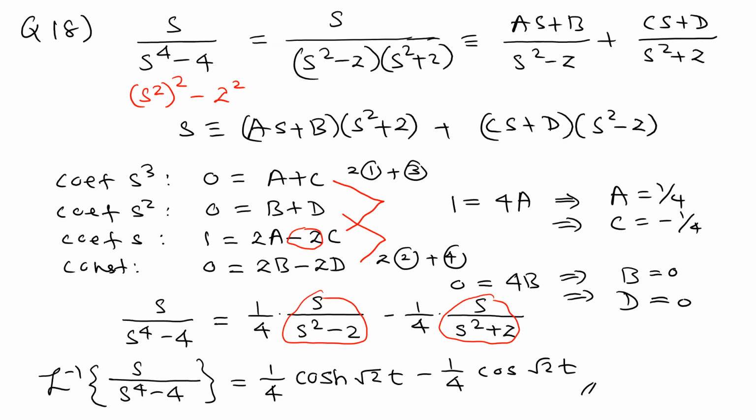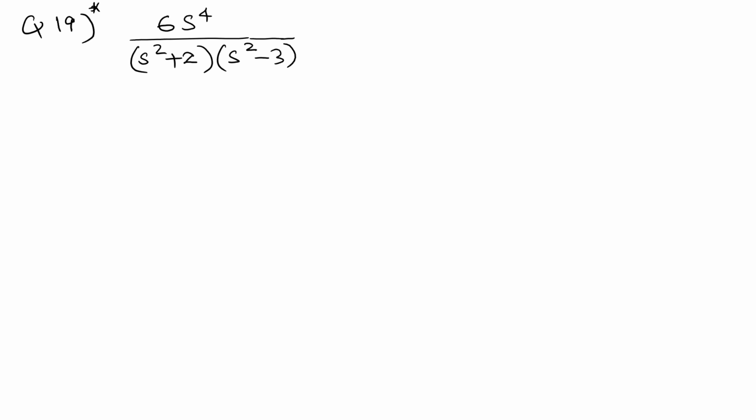Okay, so let's look at maybe just 2 more problems with again different types. So we would like to do one with the Dirac delta function. Let's do one with the Dirac delta function now. Say we have, this is like a special problem, so I will start here. Let's say we have 6s to the fourth power divided by (s squared plus 2)(s squared minus 3).